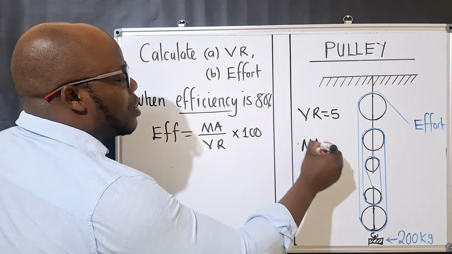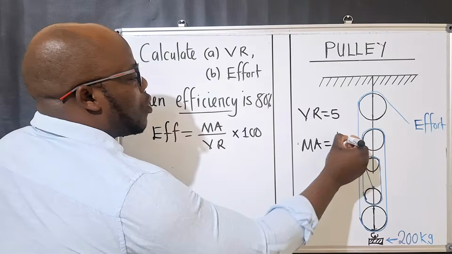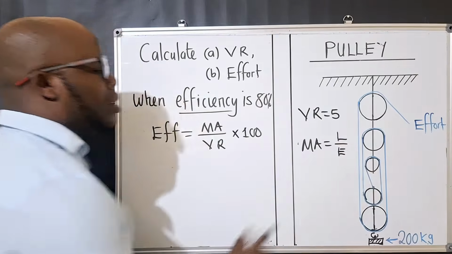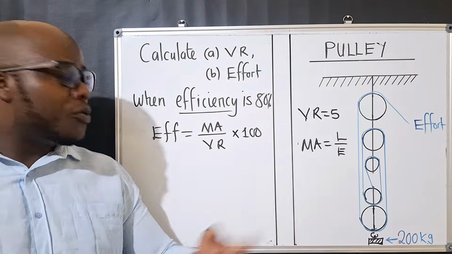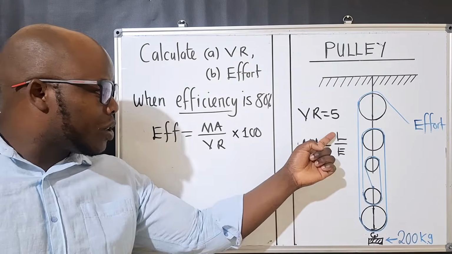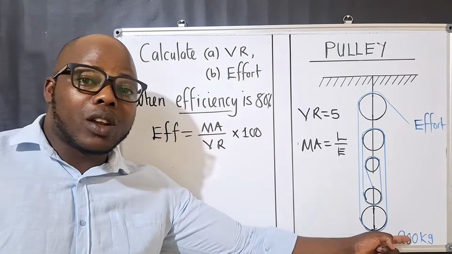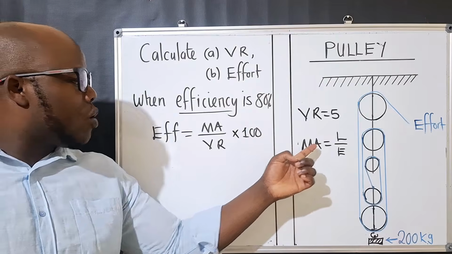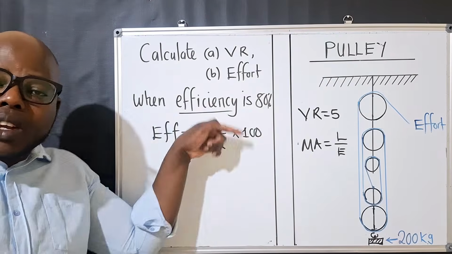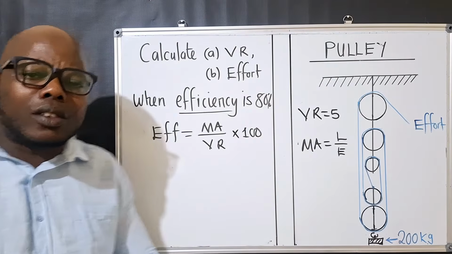Mechanical advantage is equal to load over effort. You see the way it looks? Meaning this will help me calculate effort, because for the load, I know I've been given the weight here, so I can easily calculate load. And the mechanical advantage is what I'm going to get right here after doing the calculations.